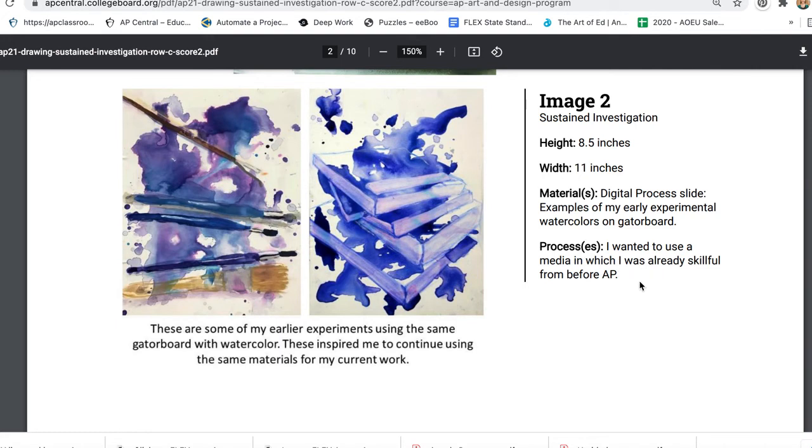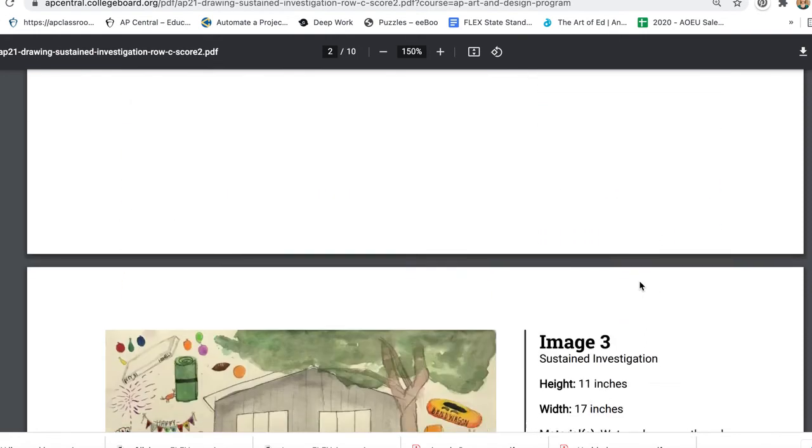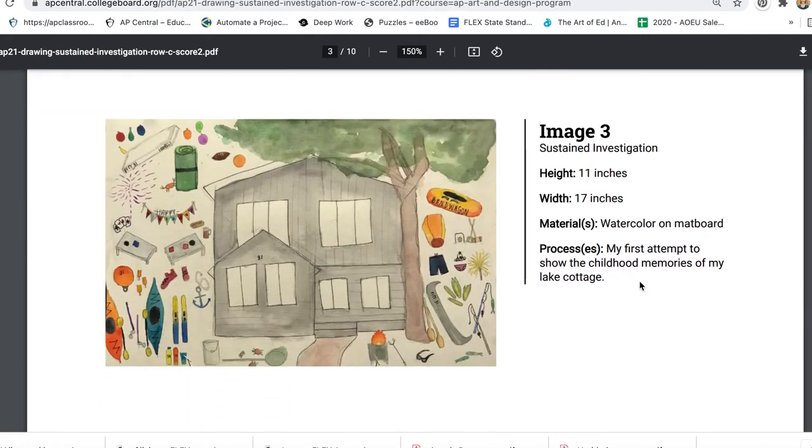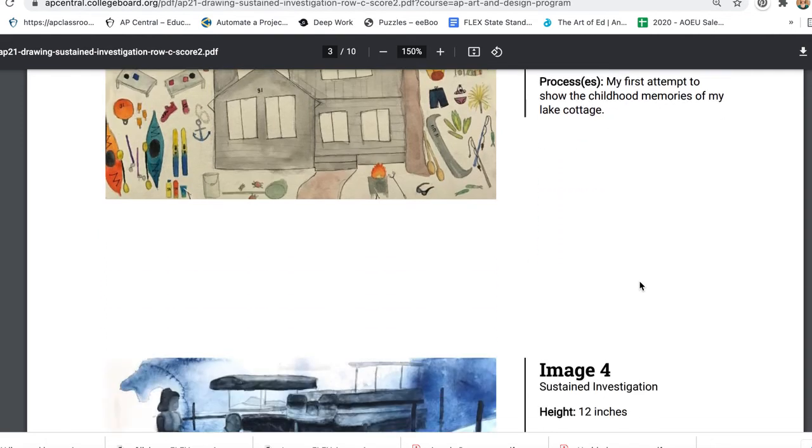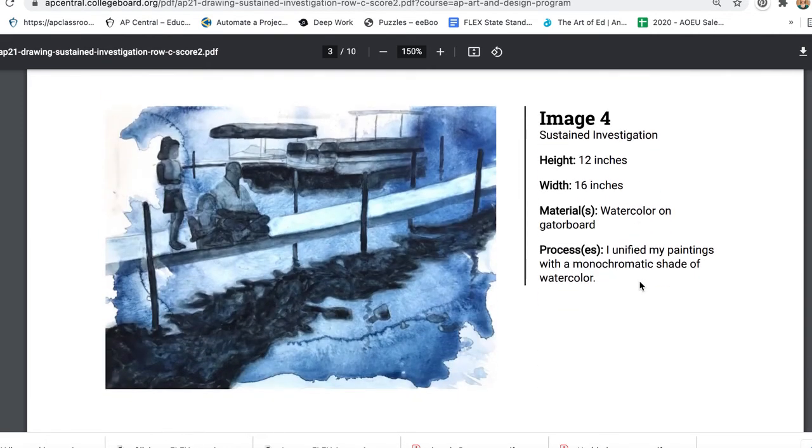I wanted to use a media in which I was already skillful from before AP. Image 3, watercolor on map board. My first attempt to show the childhood memories of my lake cottage. Image 4, I unified my paintings with a monochromatic shade of watercolor.